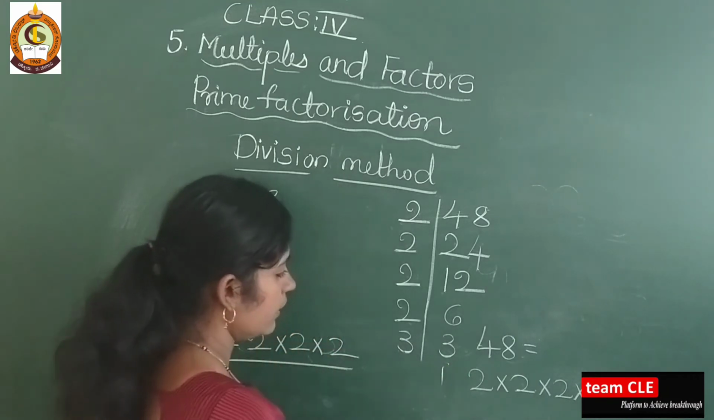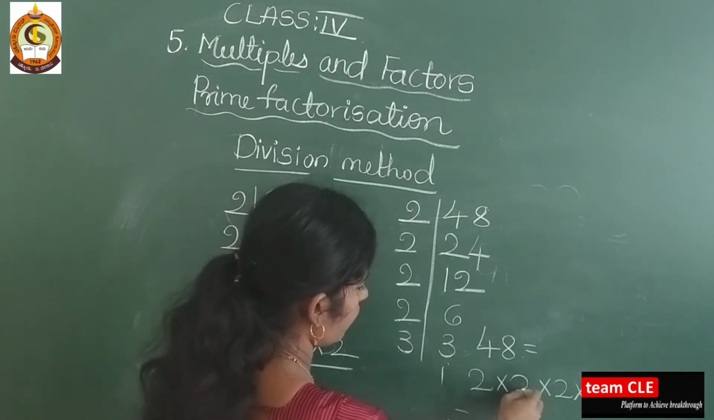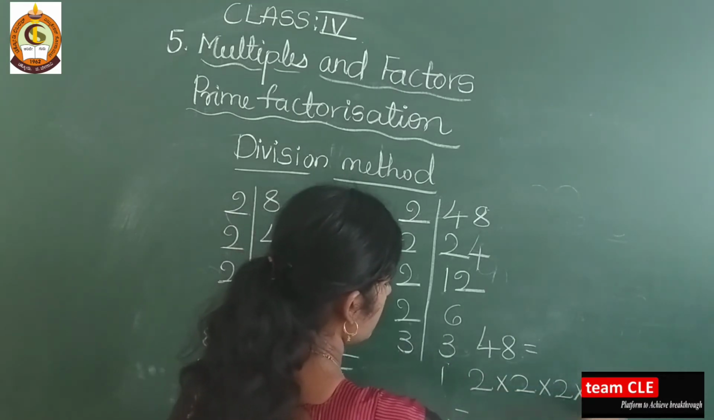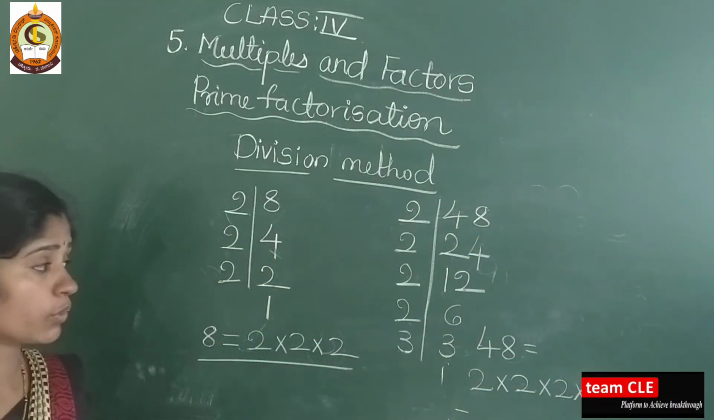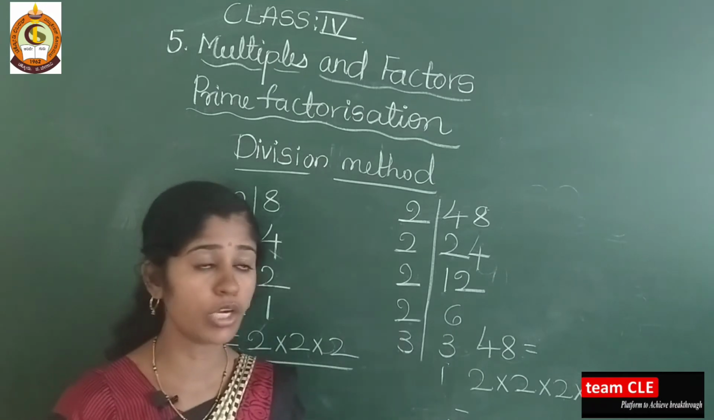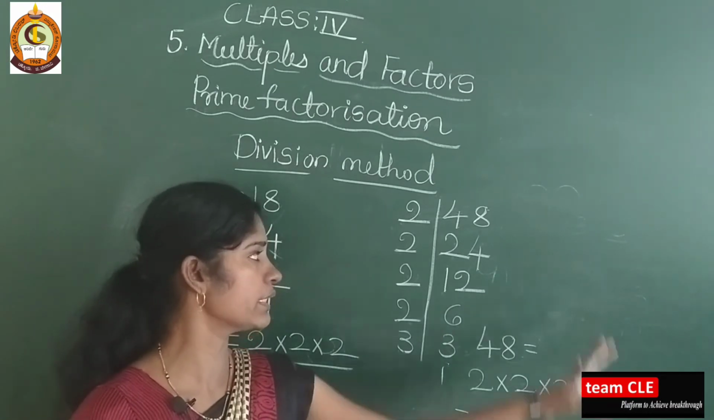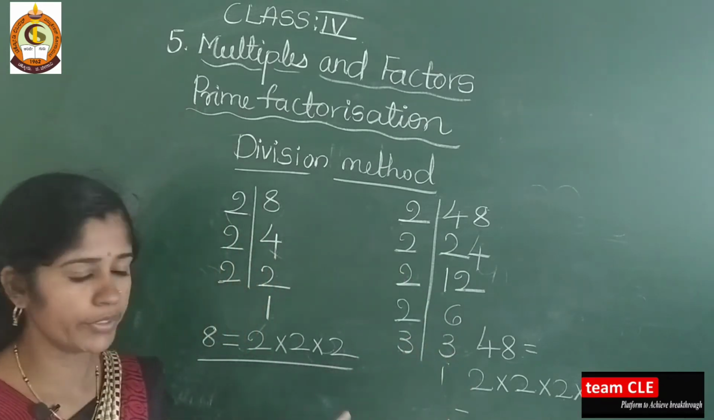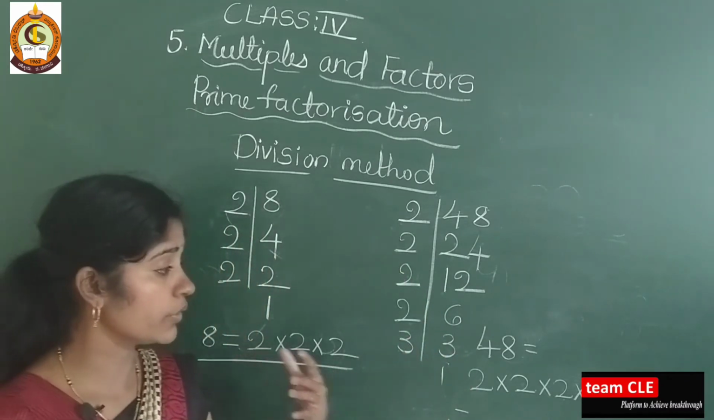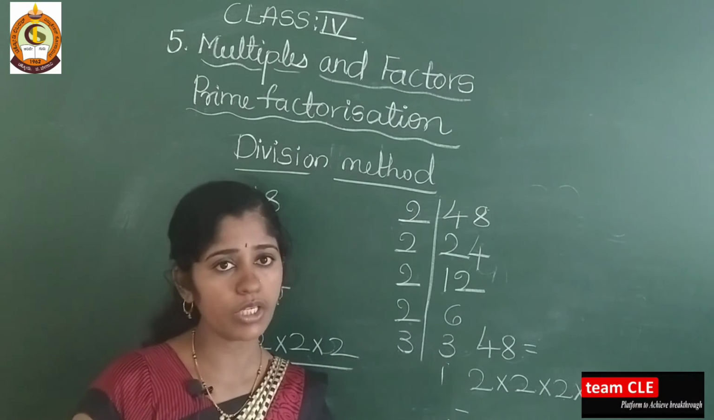Okay, so here the prime factors are: 2 2s are 4, 4 2s are 8, 8 2s are 16, 16 3s are 48. How are you going to understand whether it is correct or wrong? By multiplying. If you get the same answer as the question, then you come to know whether it is correct or wrong.